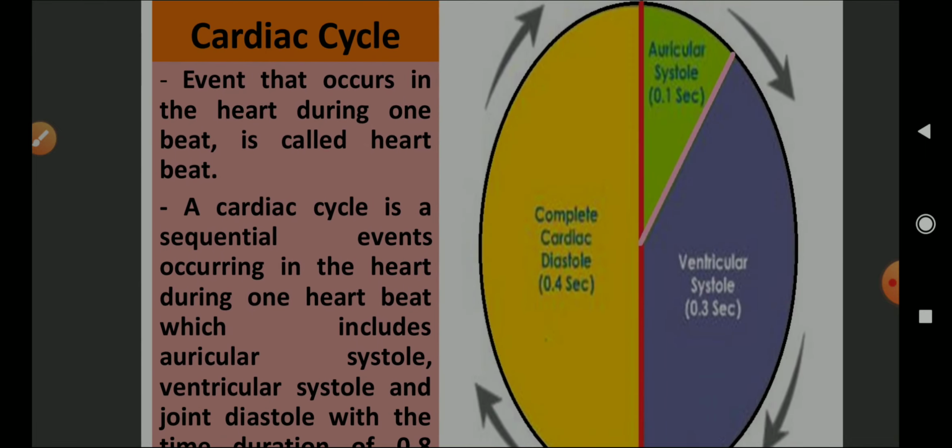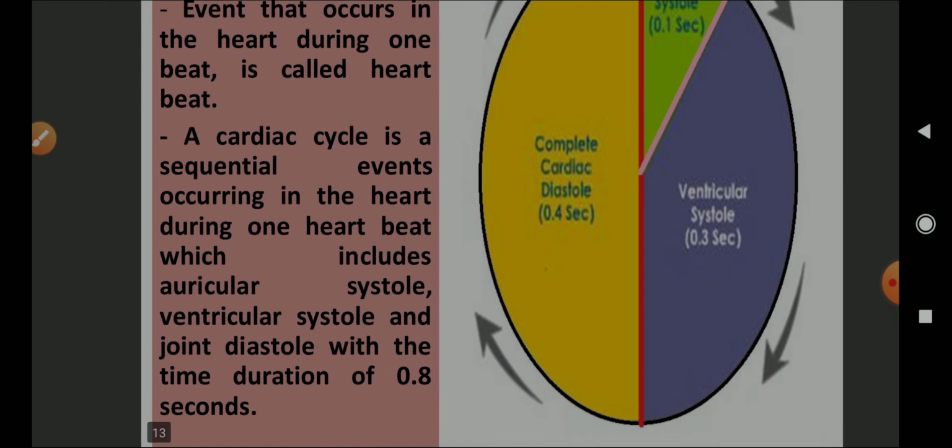The next topic is the cardiac cycle. Again the word cycle comes. Cycle means sequential events. So the events that occur in the heart during one heartbeat, that is pumping and relaxation, that is systole and diastole together along with the relaxation, are known as the cardiac cycle. So I have given the definition in a very simple manner.